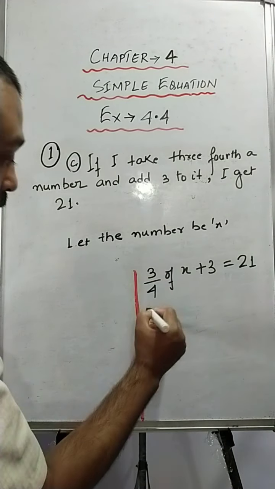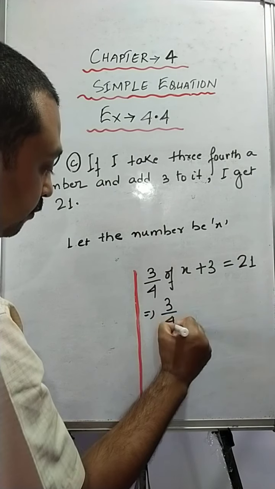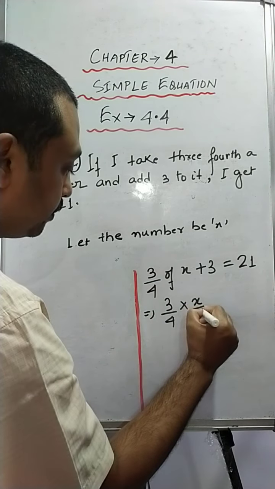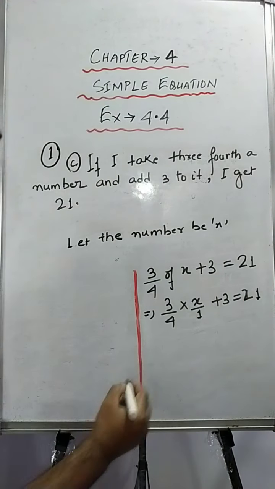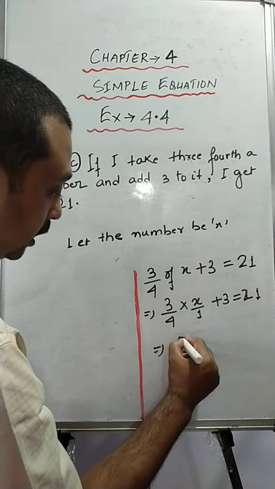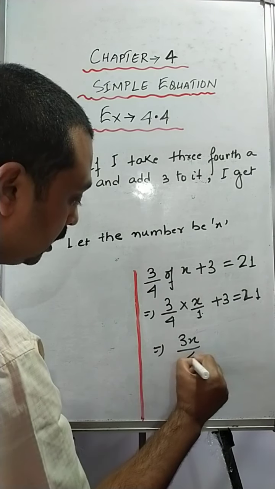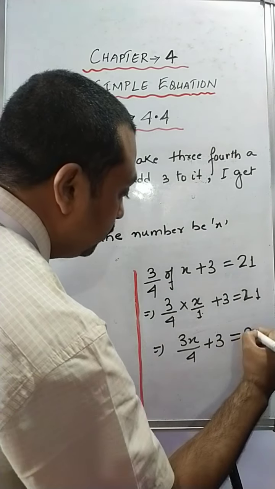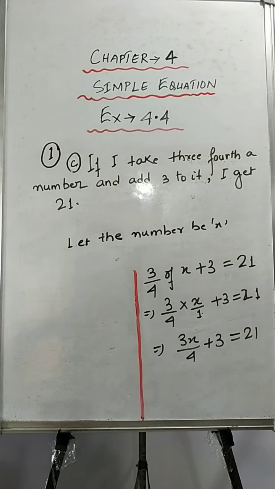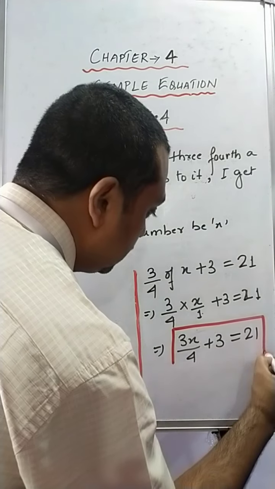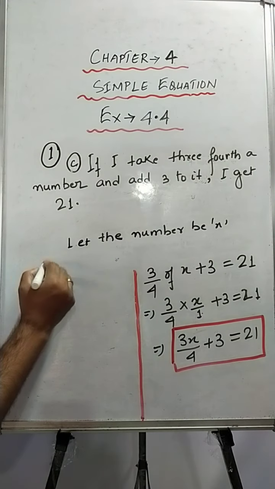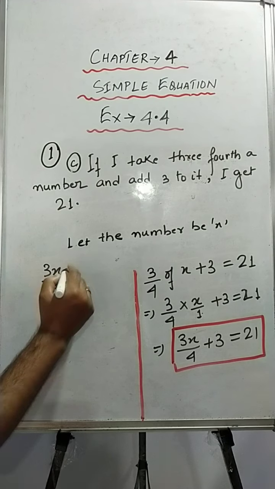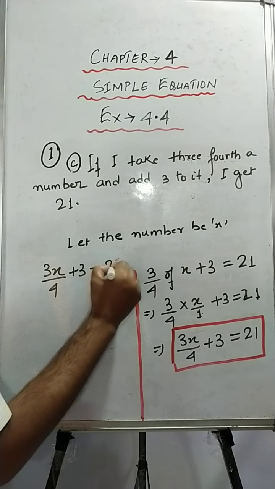Okay, now again what do we have to solve? So we have to write 3 by 4 into x by 1 plus 3 is equal to 21, students. Now numerator with numerator, it will be 3x, 4 ones are 4, plus 3, that will give us 21. So this is your required equation, students. Okay, this is your required equation. Now we have to solve this equation to get the value of x. So we have to write it down again. 3x by 4 plus 3, that would be equal to 21.